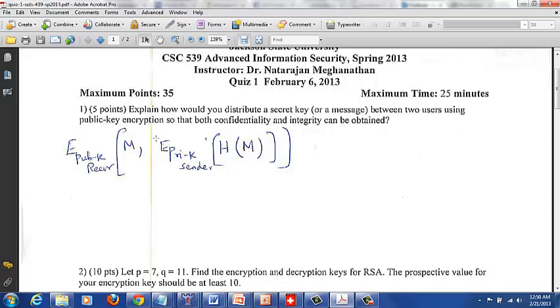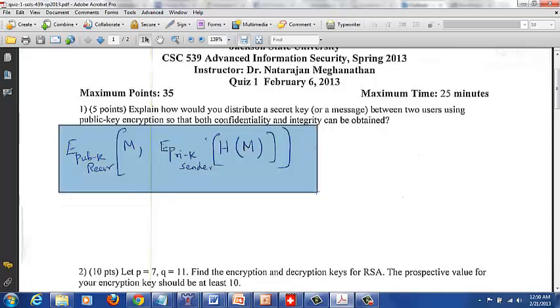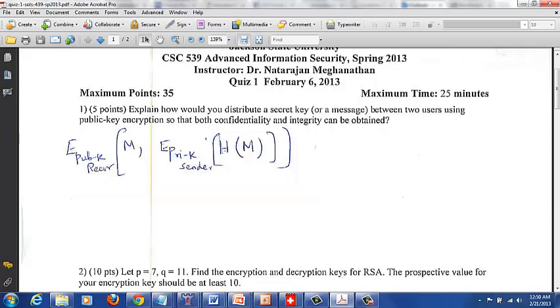So the thing that I suggested in class is to compute the hash value. Just computing a hash value will guarantee you the integrity, but how do you make sure it is coming from the sender? So you encrypt that with the private key of the sender. This is like a digital signature now, because the hash value of the message is encrypted with the private key of the sender, because only the sender can do this, nobody else can.